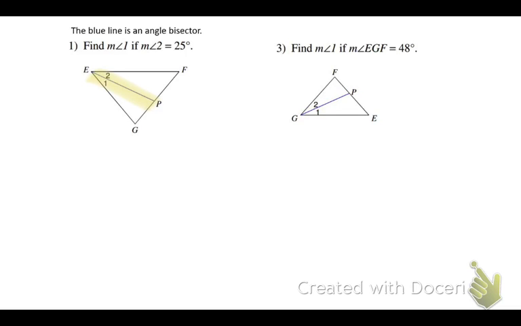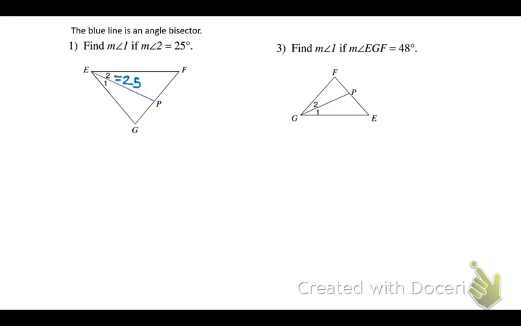All right, so you're highlighting all 4 angle bisectors. These are the 4 types of problems that you'll see. It says find the measure of angle 1 if the measure of angle 2 is 25. What do we know about angle bisectors? They split an angle perfectly in half.